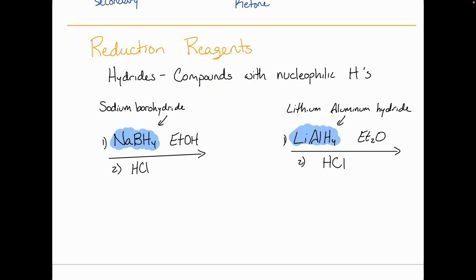Okay? And again, both will reduce aldehydes and ketones. All right, so bottom line is for our purposes, just file them both in the same place in your brain. They're both doing the same thing for us. They're reducing these aldehydes or ketones to alcohols.